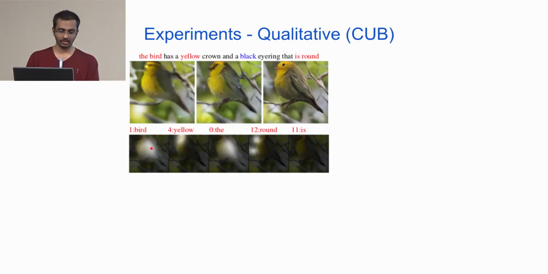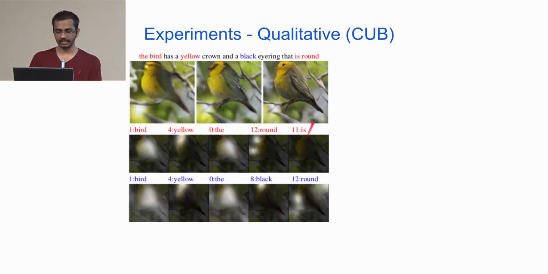The top attended word is bird, and as you can see, it is highlighted most of the bird, which is where the image generation or colorization happens. Next, for this stage, you have top 5 attended words, which are not exactly the same. So it means that this stage has learned to focus on some other words which it thinks are more important, and as you can see, it has captured the words yellow and black and round, which are rather more important.